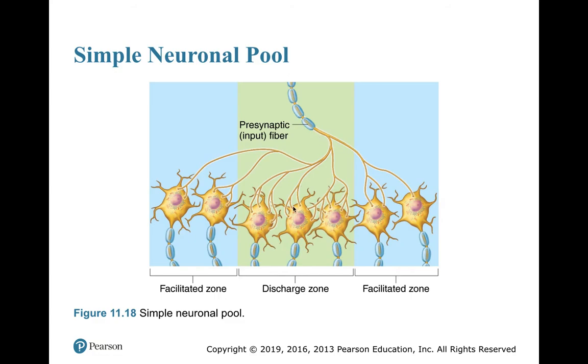So here is our input. This is our discharge zone. These are facilitated zones. Usually the signals will go back through here, but if we had learning involved, we might turn the whole thing into a discharge zone.